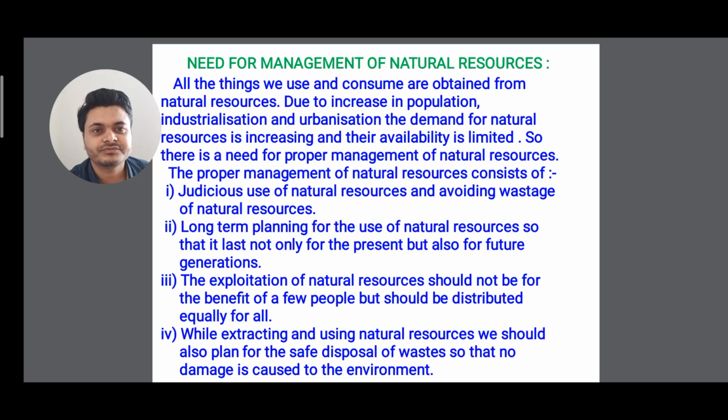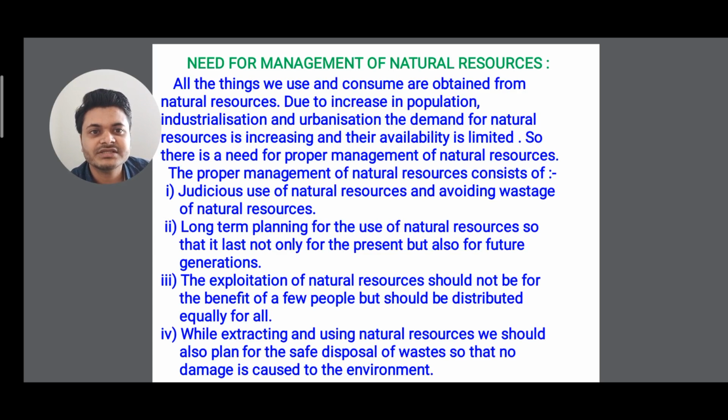The third point is that the exploitation of natural resources should not be for the benefit of a few people but should be distributed equally to all. We have seen that in cities natural resources are used more, whereas in rural areas they are not used so much. So that's why they have to be equally distributed, so that they can be stored for future generations.